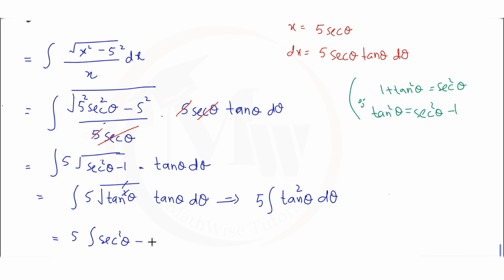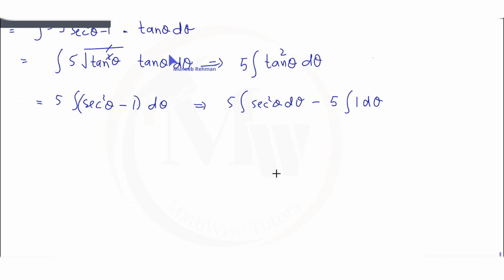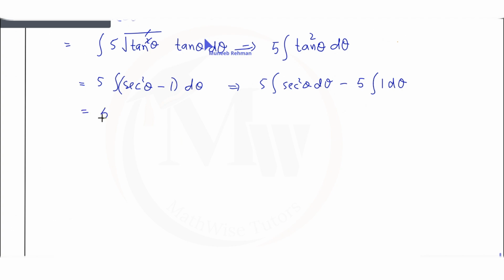Square theta minus 1, theta. 1, sorry, not theta, 1, and d theta. You know that when two functions are subtracting, we can separate their integration. So 5 is still outside, secant square theta d theta, minus this 5 will also multiply with 1, so 5 outside with 1 d theta. Now you have the integration of secant square theta, which is 5, and secant square theta integration is tan theta, minus 5, and 1 integration is just theta plus c.